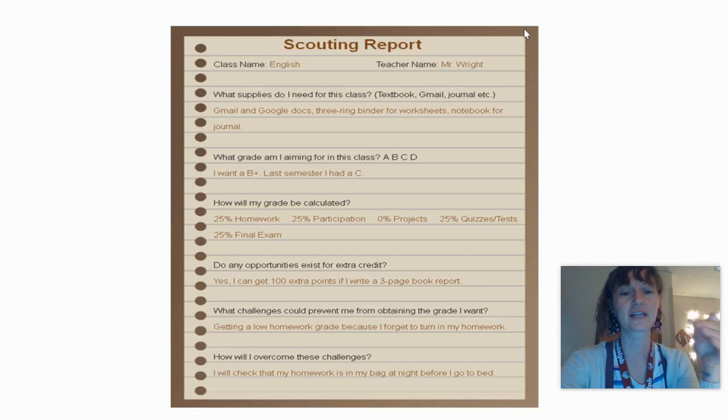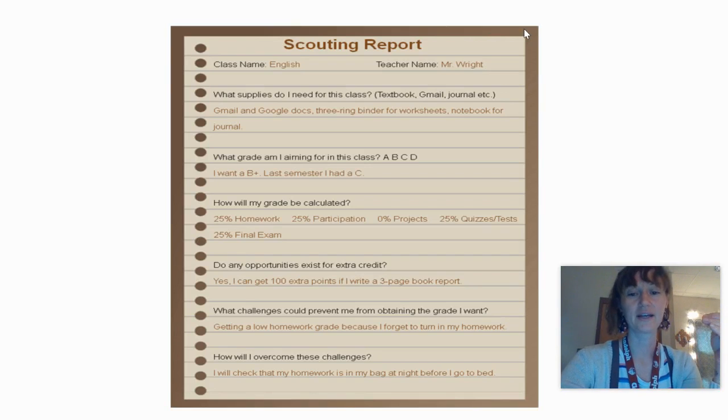So his challenge was getting a low homework grade because he forgot to turn in his homework. So this is a challenge that he predicted might happen, maybe because he's had that habit of not turning in his homework. Okay, so how will he overcome the challenge? He will check that his homework is in his bag at the end of the night before he goes to bed. That's a great practice and a habit to get into. So he has a solution to his problem.